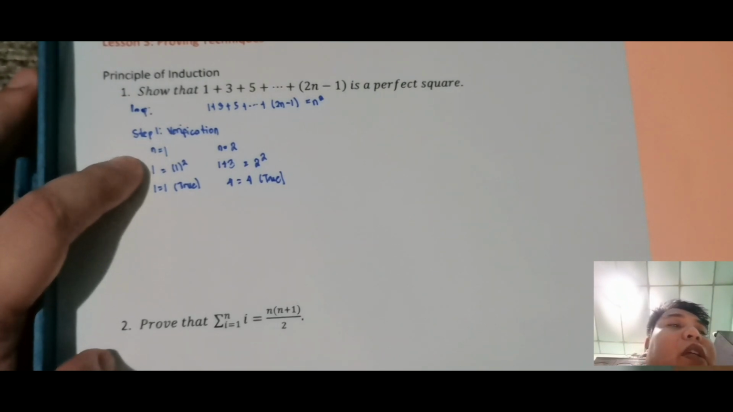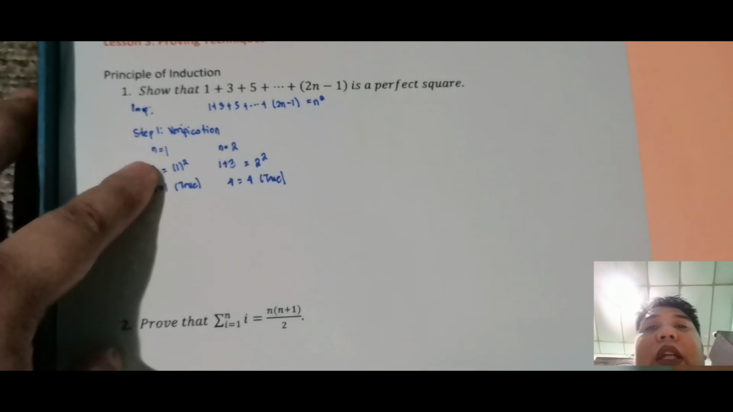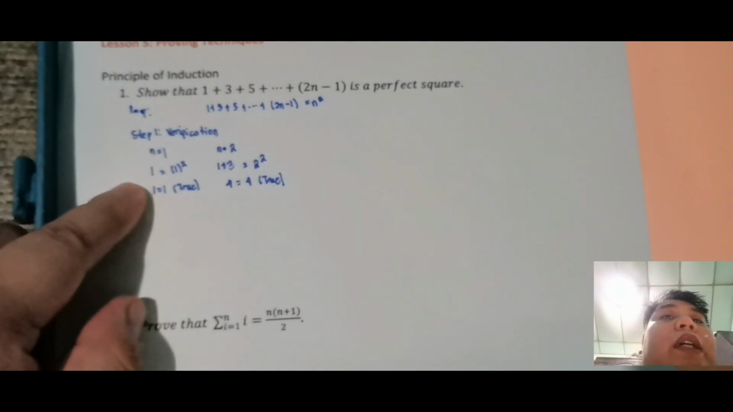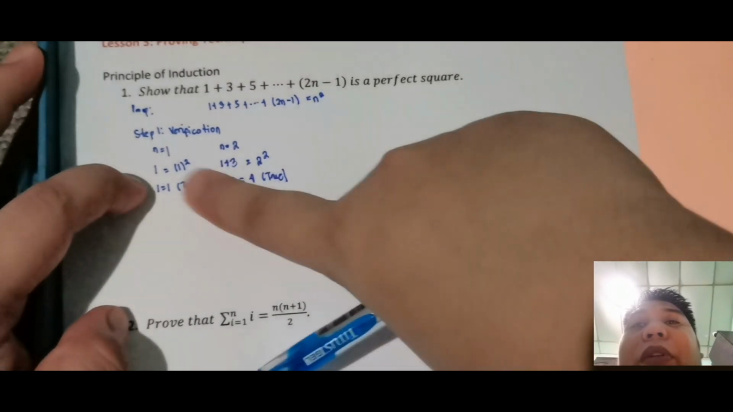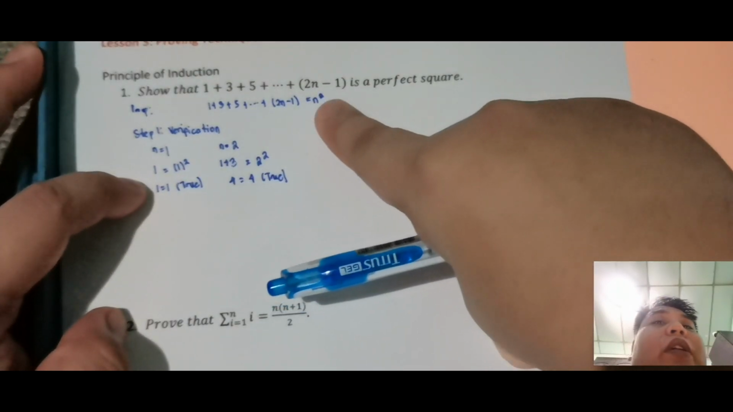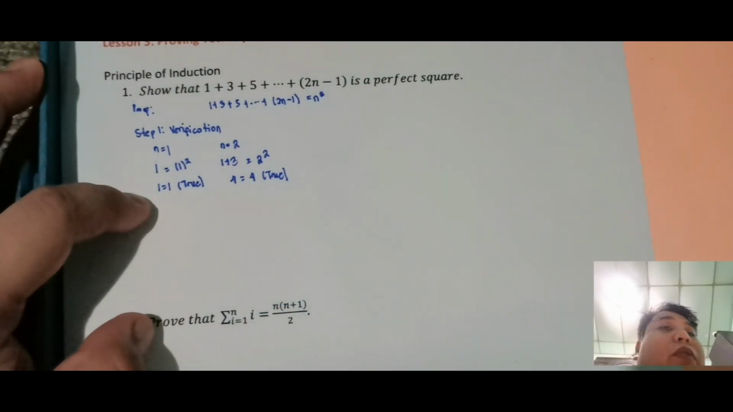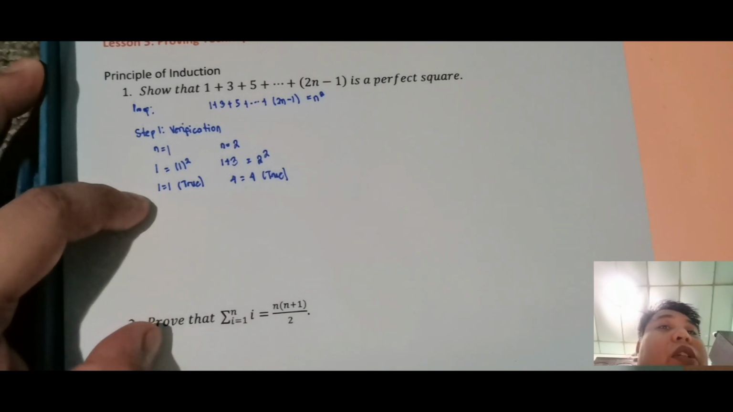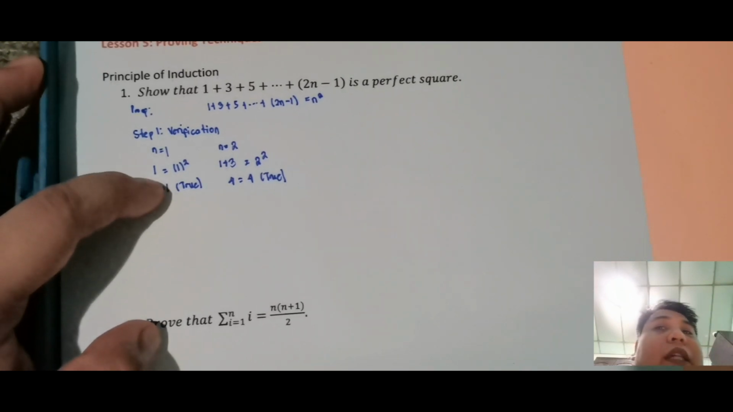Sabi nga ng verification, una, for n is equal to 1, sa left side, ang kinuha ko lang is 1. Then pagdating sa right side, ginawa ko 1 squared, ipinalit ko yung 1 sa n squared. Then anong nangyari? 1 is equal to 1, which is true. Ang goal kasi ng verification, mapatunayan mo na true yung equation o yung statement, by using values.